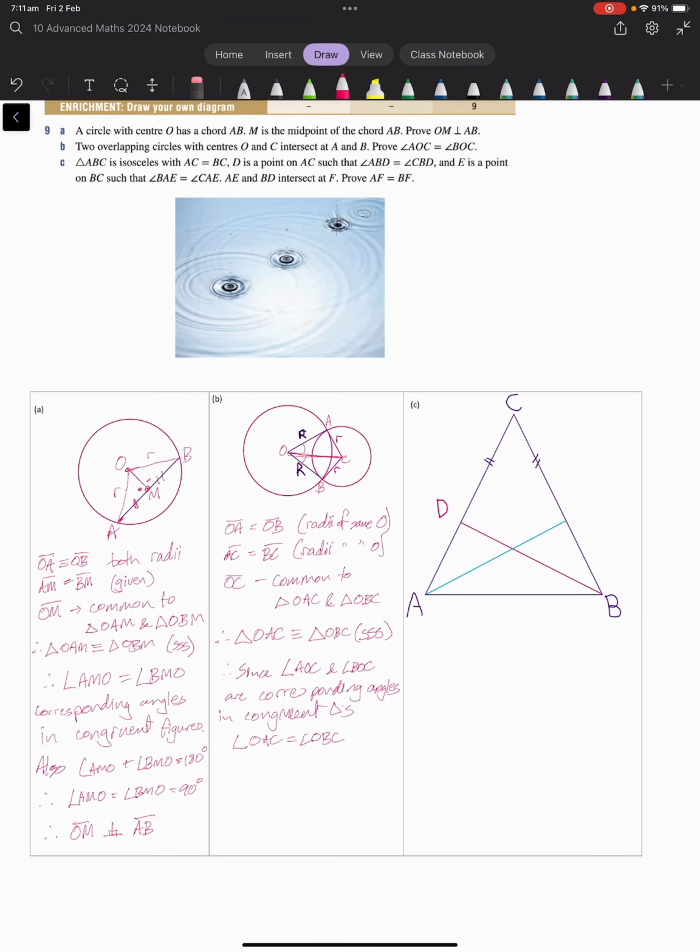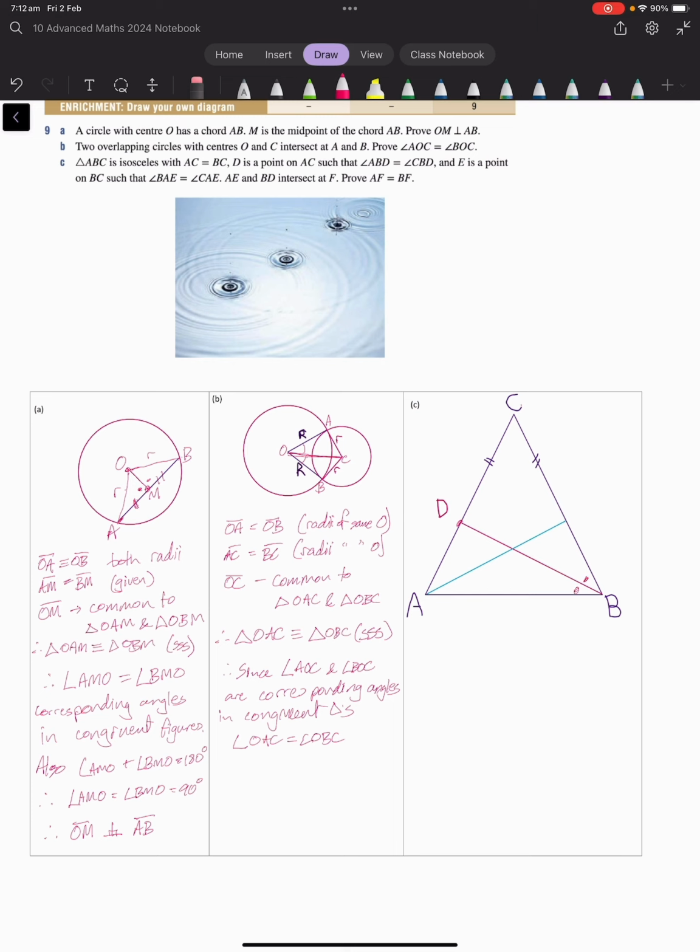You won't have noticed. Triangle ABC is isosceles. So I've got triangle ABC. I've labelled the isosceles sides, noting that AC and BC were the equal length. So I just made sure I indicated those vertices correctly. D is a point on AC such that angle ABD and angle CBD are equal. So I'm just going to indicate that by putting a little dot in each of those.